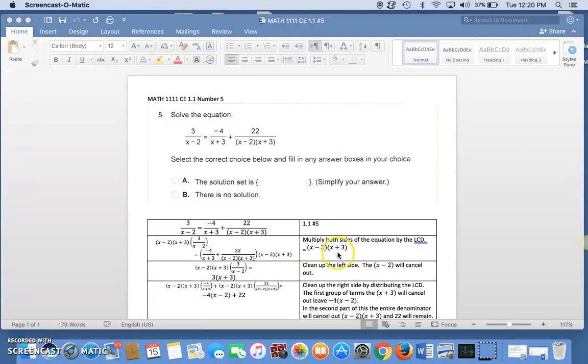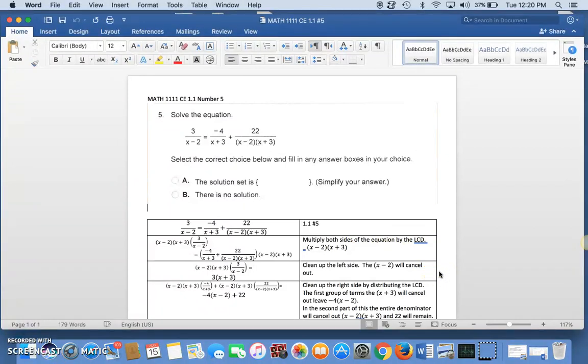X minus 2 times x plus 3. And you want to take that and multiply it by both sides. As you can see, that's a very long expression, so we're going to start cleaning it up, and we'll clean it up individually, each side at a time.